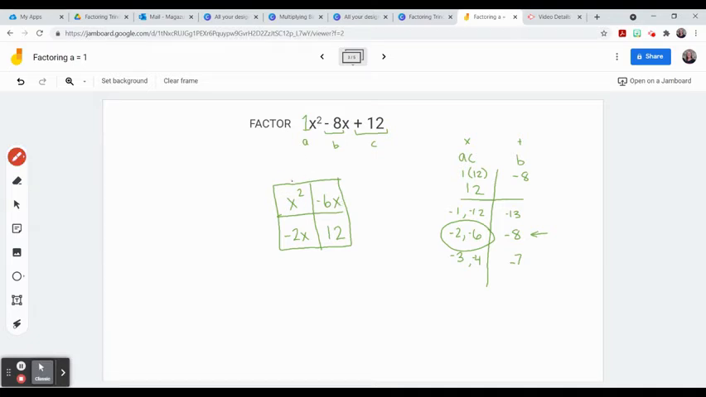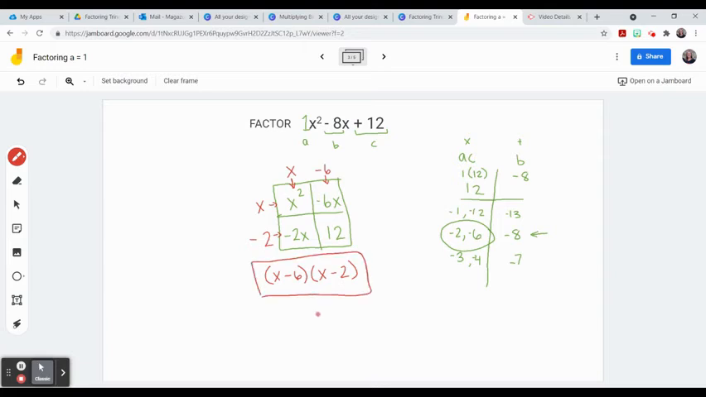My common factor of x squared and negative 2x is x. My common factor here of negative 6x and 12 is negative 6. My common factor of that row is x, and my common factor of the bottom row is negative 2. So I write my binomials, x minus 6, x minus 2, and I have factored.